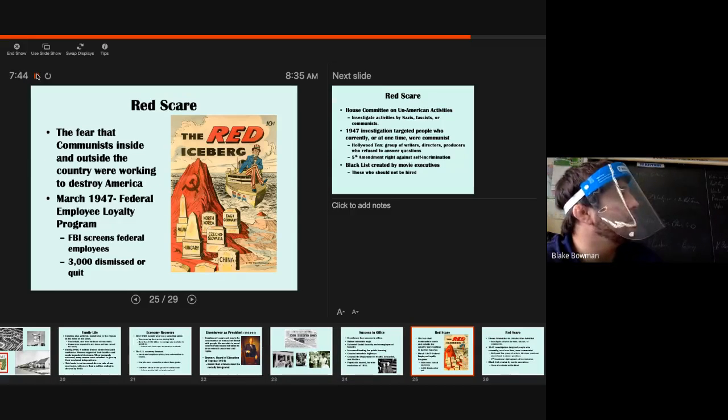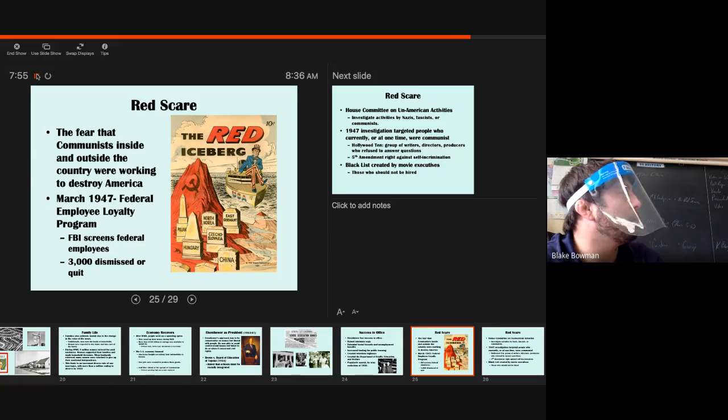All right, the Red Scare. This is a pretty cool political cartoon. Cody, what do you think of that political cartoon there? So right there, the iceberg, the red iceberg. These are the countries that fell to communism after World War II: Eastern Germany, North Korea, Poland, Hungary, China, Czechoslovakia.